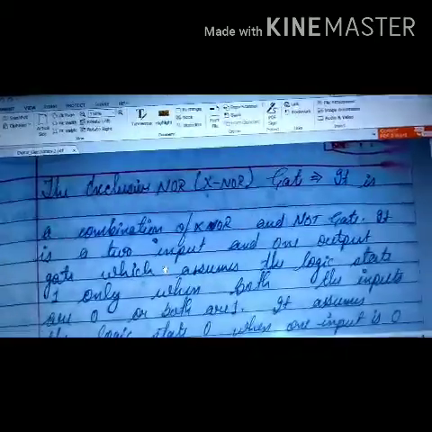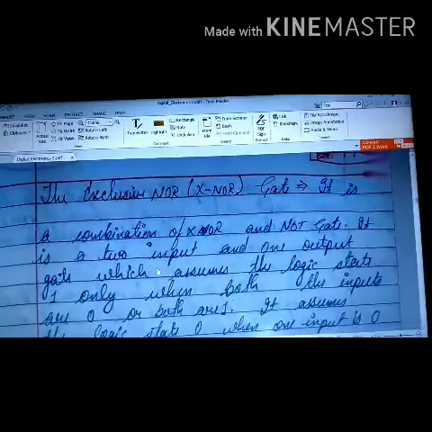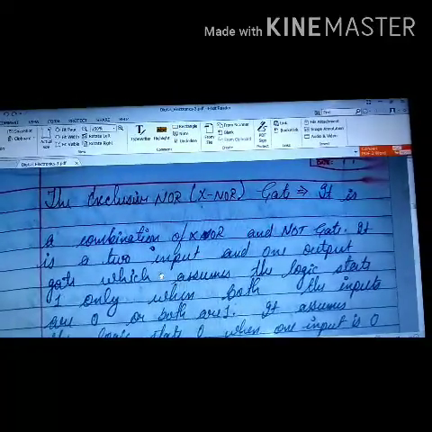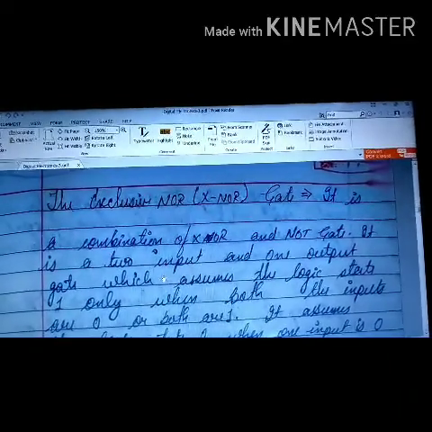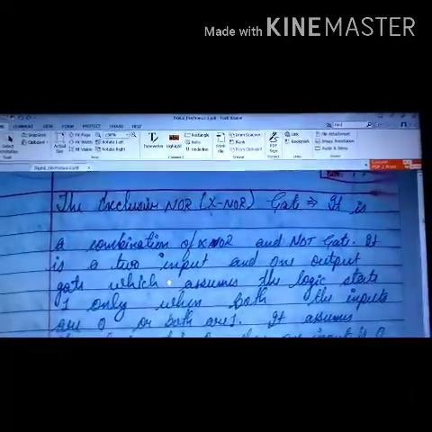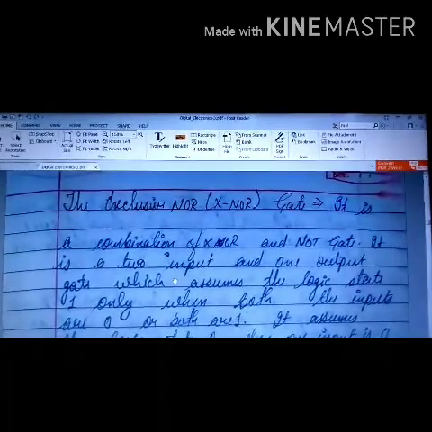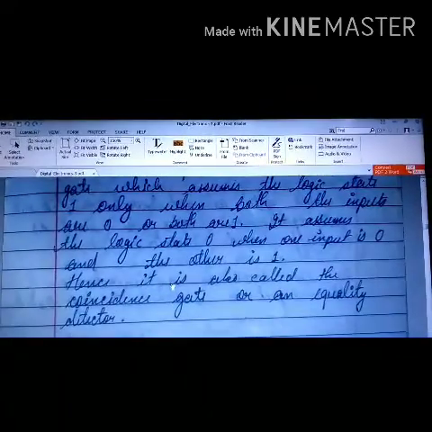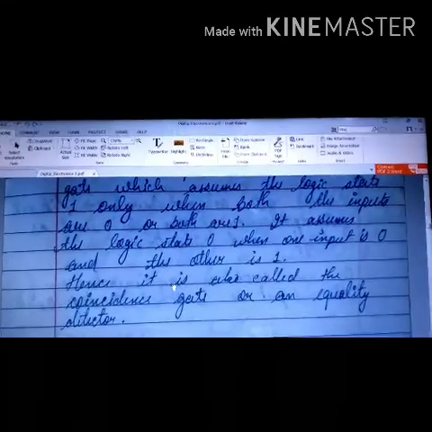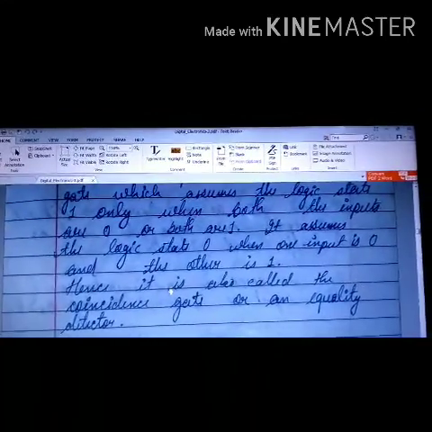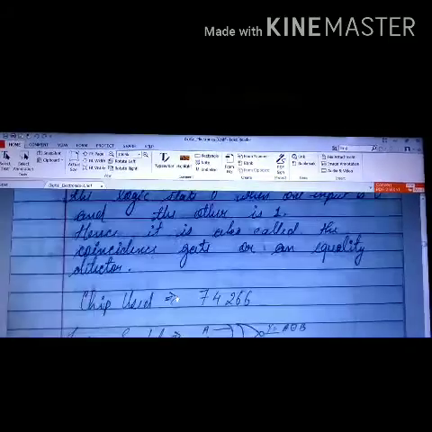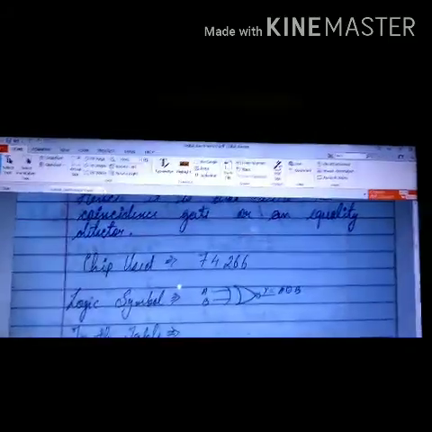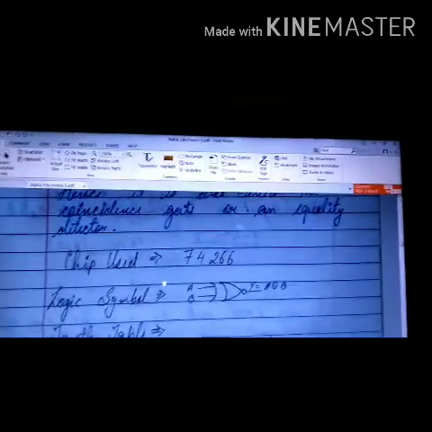Okay, then finally comes the exclusive NOR gate, or XNOR. It is a combination of XOR and NOT gate. It is a two input and one output gate which assumes logic state 1 only when both the inputs are 0 or both are 1. It assumes logic state 0 when one input is 0 and the other is 1. Hence it is also called coincidence gate or an equality detector. Its chip number is 74266.